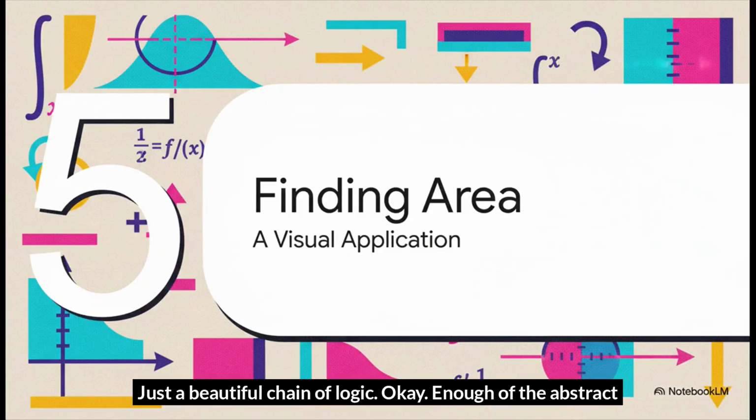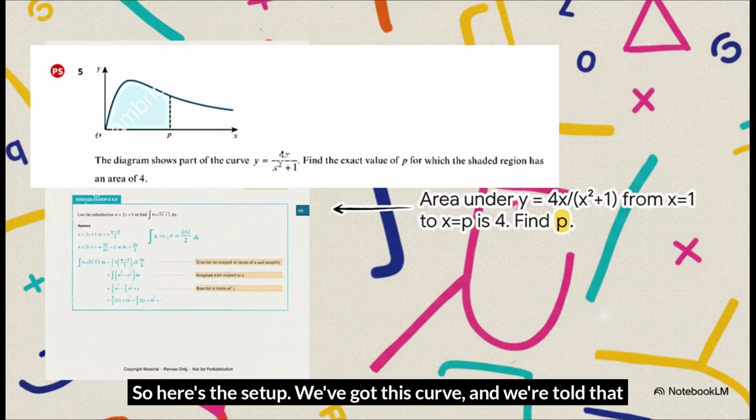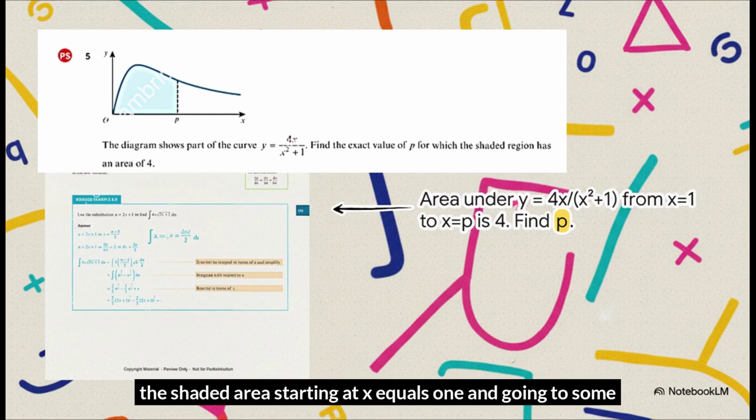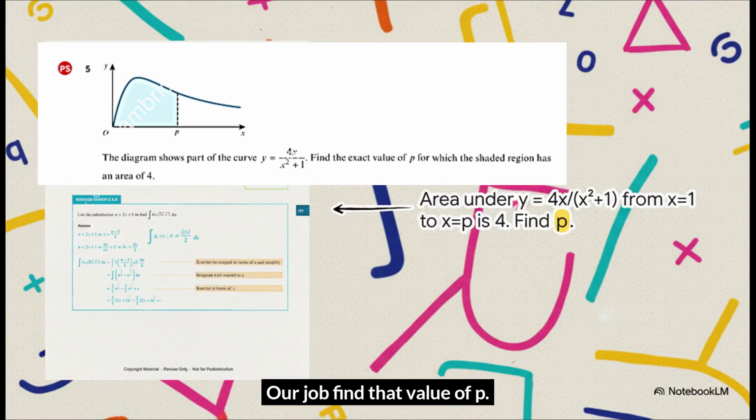Okay, enough of the abstract proofs for a minute. Let's make this visual. We're going to use this exact integration technique to solve a really classic problem, finding the area under a curve. So here's the setup. We've got this curve, and we're told that the shaded area, starting at x equals 1 and going to some mystery point p, is exactly 4. Our job? Find that value of p.